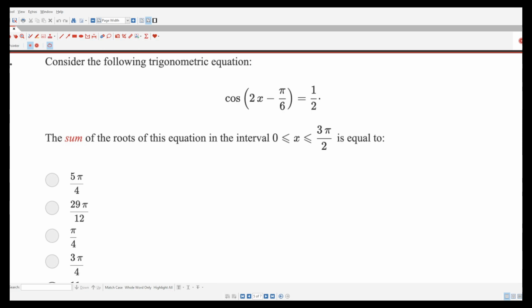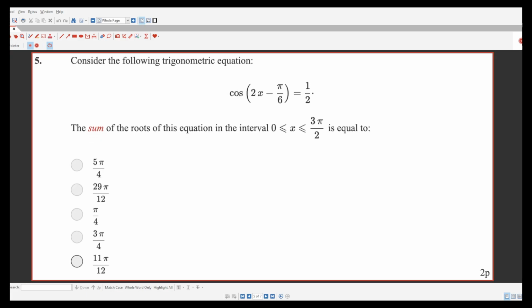The next one was very similar to the national exam, but of course in the national exam it was not a multiple choice question. So I changed things a little bit. Everything is here, sorry. Consider the following trigonometric equation. The sum of the roots of this equation in the interval 0 less than x less than 3 pi over 2 is equal to what?